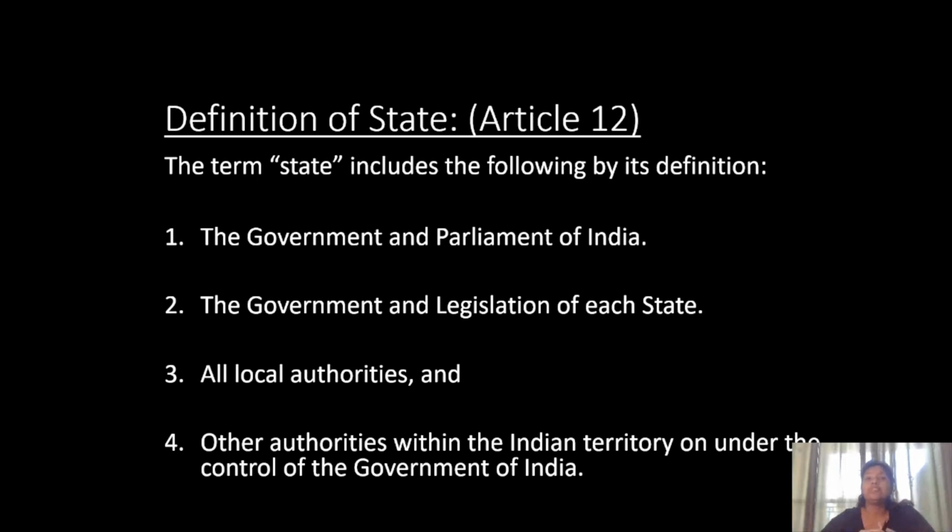Now come to the definition of state. What do you mean by state? First of all, the state is defined in Article 12. The state includes the following by the definition. First of all, the government: state means the government and the Parliament of India, or the government and legislature of each state. You know, the state legislature makes the law for the state. All local authorities also come under the purview of state, and other authorities within the Indian territories or under the control of the government can also be treated under the purview of Article 12, that is, state.